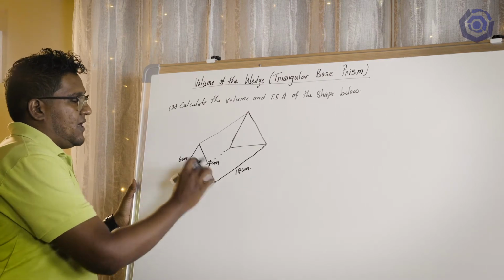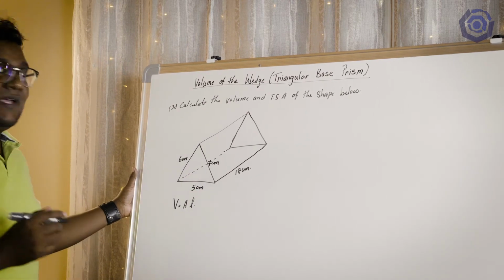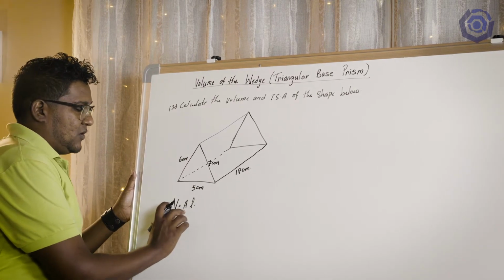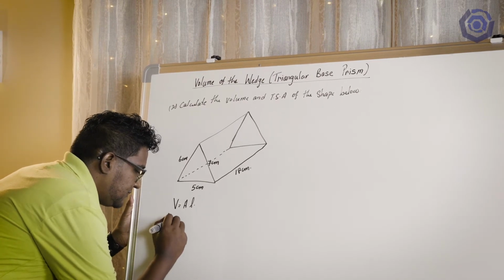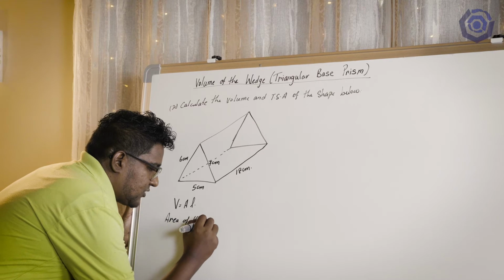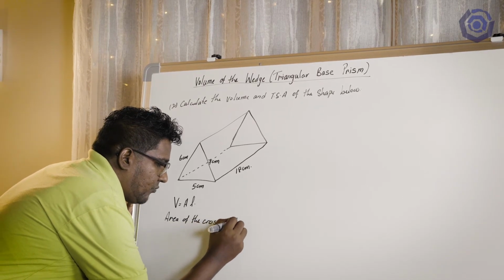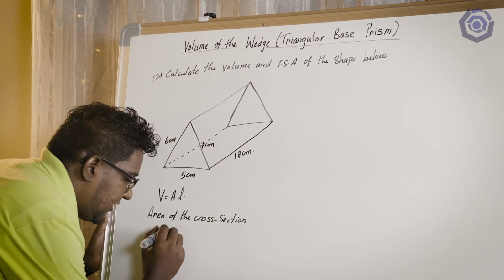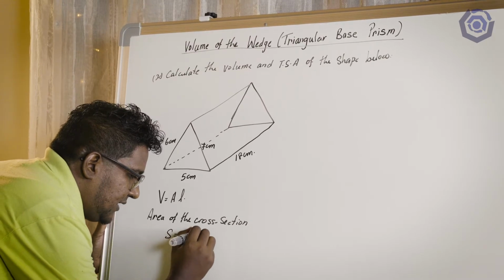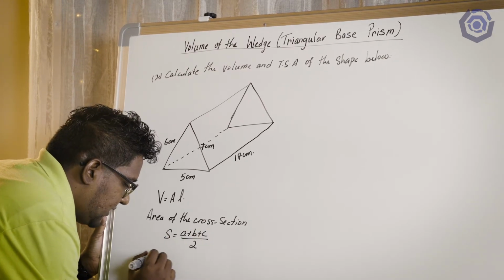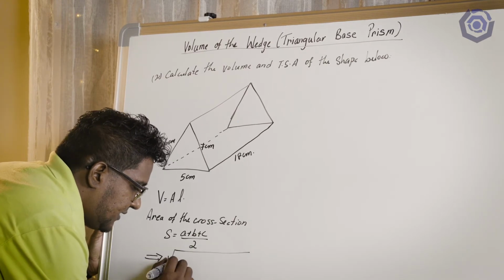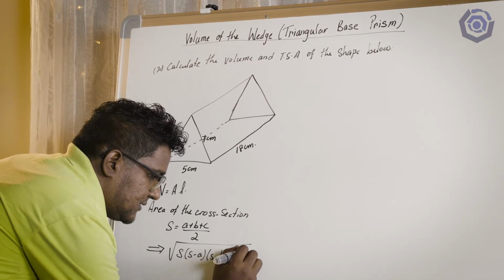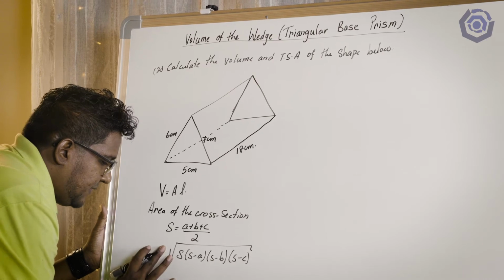Now, remember when we have our three sides, we have to use Heron's formula to find the area of the triangle. So the first thing we have to find is A, the area of the cross section. Remember this one here, we're going to use Heron's formula. If you could remember, Heron's formula is S is equal to A plus B plus C divided by 2, and then we further have A equals the square root of S into S minus A, S minus B, S minus C.